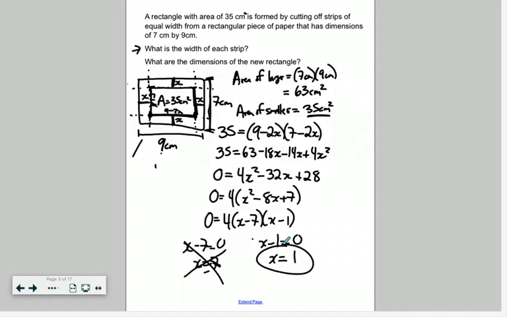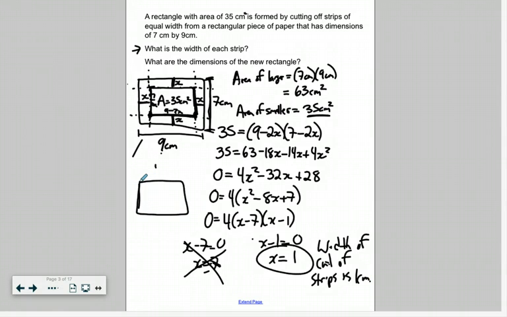So the width of the cut-off strips, I guess, multiple strips are being cut off, is 1 centimeter, which means that the dimensions of the new rectangle, that smaller rectangle with an area of 35, this length here is 9 minus 2 times 1, so that's going to be a length of 7, and this is going to be 7 minus 2, which is 5, and then that makes sense that the area would be 35 centimeters squared. I mean, this was probably a question you could have solved just by guessing and checking and figuring it out and saying, well, it has to be 7 and 5.